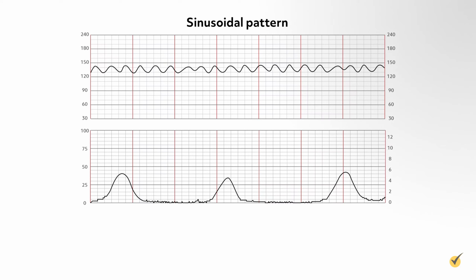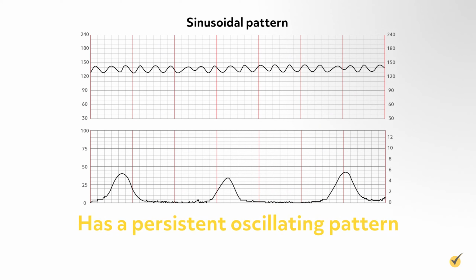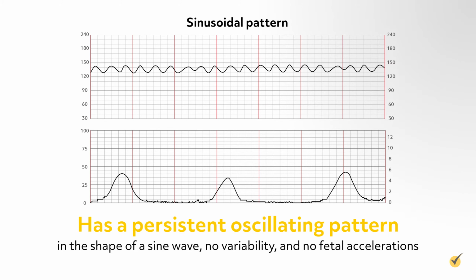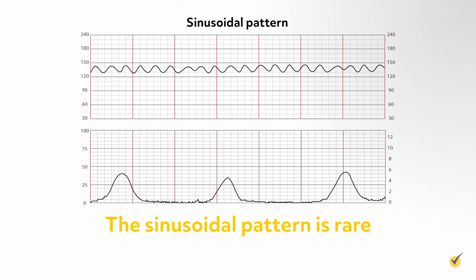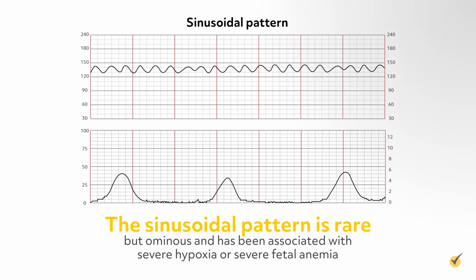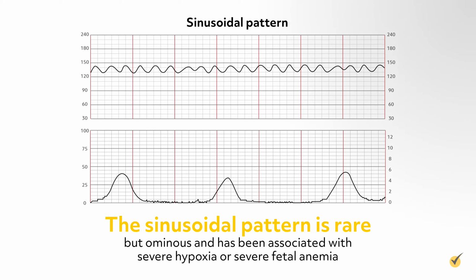One final variation in the fetal heart rate baseline is the sinusoidal pattern, which has a persistent oscillating pattern in the shape of a sine wave, no variability, and no fetal accelerations. The sinusoidal pattern is rare but ominous and has been associated with severe hypoxia or severe fetal anemia.